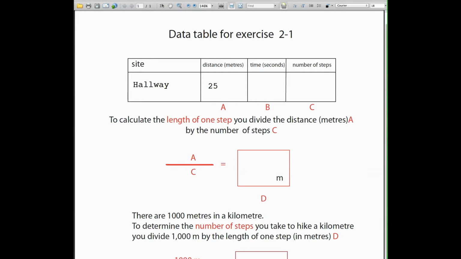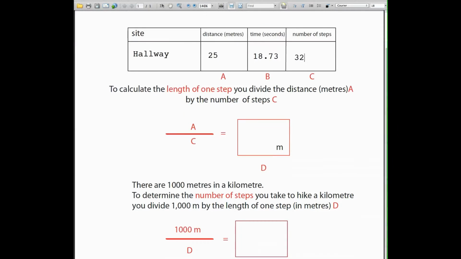In the time, if you recall, I took the stopwatch up there and it registered 18.73 seconds. Again, seconds is up here. And I also counted out the number of paces. And as I recall, it was 32 paces. Okay, now, in order to calculate the length of one step, you have to take the total distance I went, 25 meters, and divide it by the number of steps I took, which was 32.